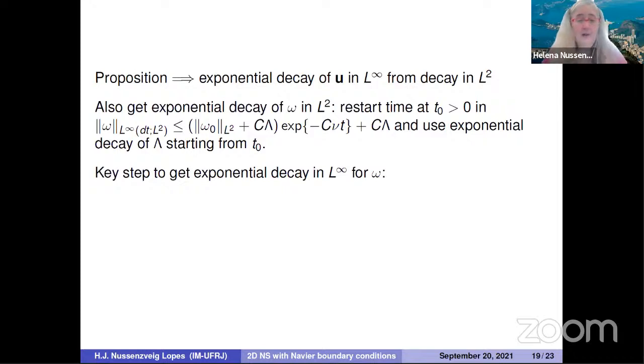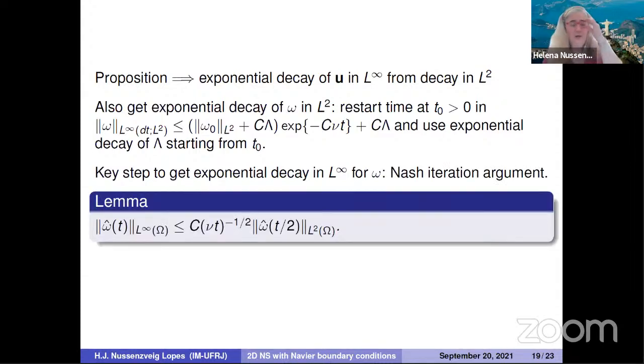Okay, so the key step to get the exponential decay in L infinity for omega is going to be a Nash iteration argument. Okay, so we prove that omega hat at time t in L infinity is bounded by 1 over the square root of nu t times omega hat at some earlier time, in this case t over 2, in L2 of omega.